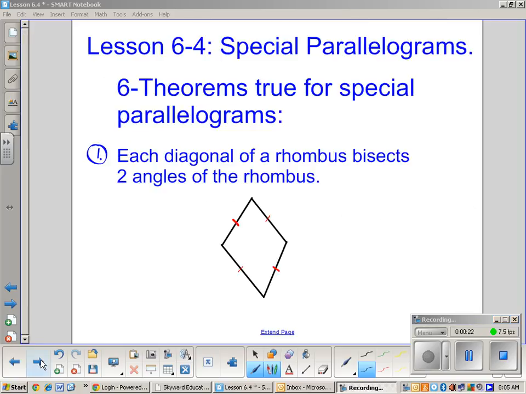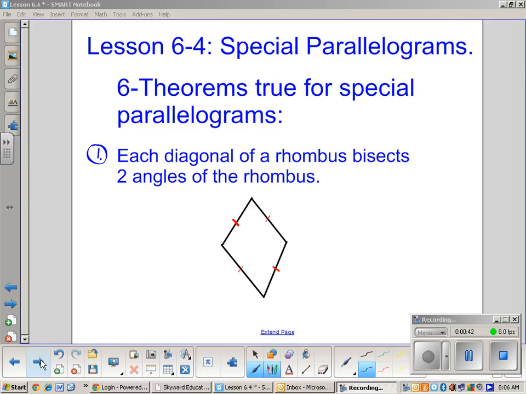There's going to be 6 theorems we're going to talk about. The first one simply says each diagonal of a rhombus bisects 2 angles of a rhombus. Okay? Each diagonal of a rhombus bisects 2 angles of a rhombus.